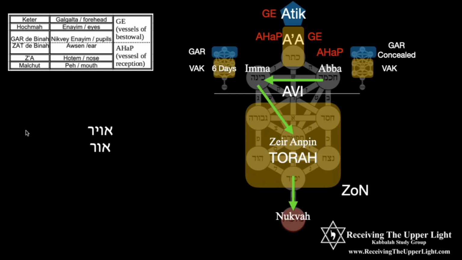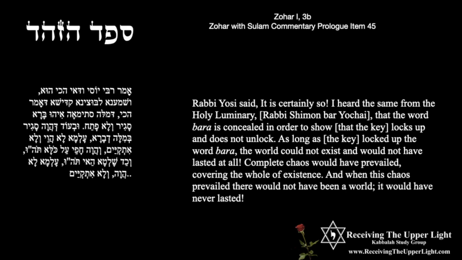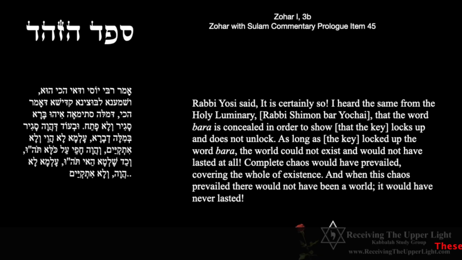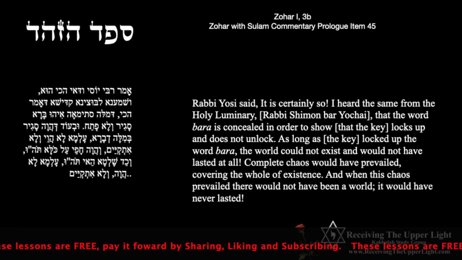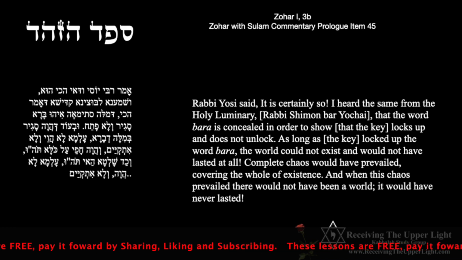Now, let's start with the text. Rabbi Yossi said, "It is certainly so. I heard the same from the holy luminary, Rabbi Shimon Bar Yochai, that the word bara is concealed in order to show that the key, that's Ateret Yesod, remember, locks up and does not unlock. As long as the key locked up the word bara, the world could not exist and would not have lasted at all. Complete chaos would have prevailed, covering the whole of existence. And when this chaos prevailed, there would not have been a world. It would never have lasted."